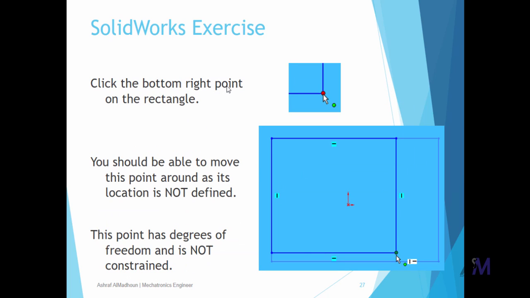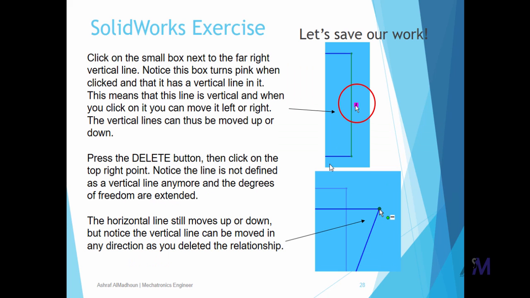Click the bottom right point on the rectangle here. You should be able to move this point around as its location is not defined. This point has a degree of freedom and is not constrained. It's not yet constrained, so you can move it anywhere you want. You just need to click on it, then move it around.